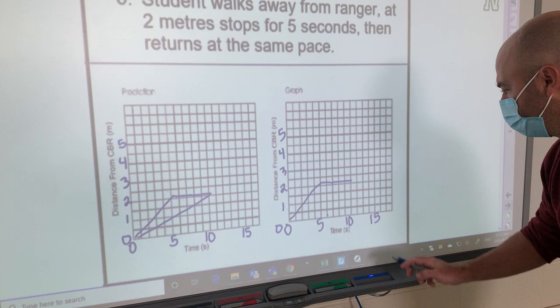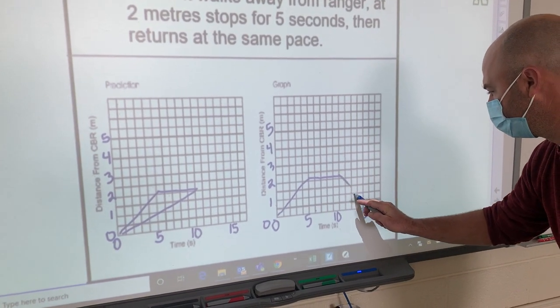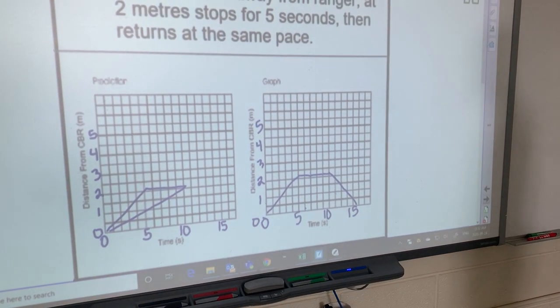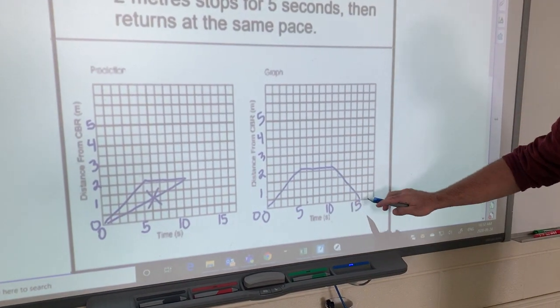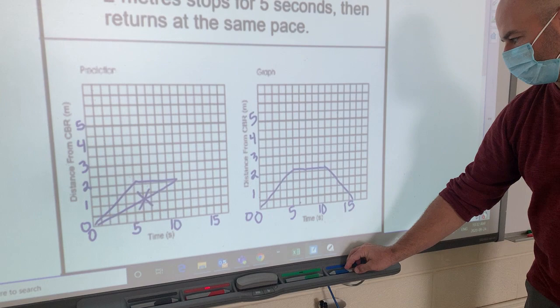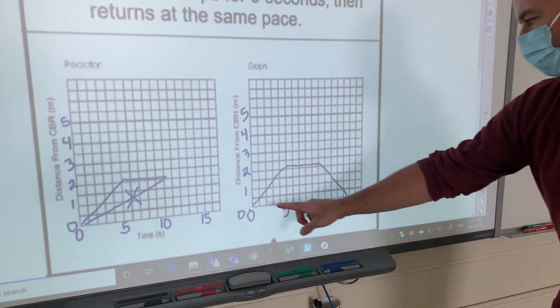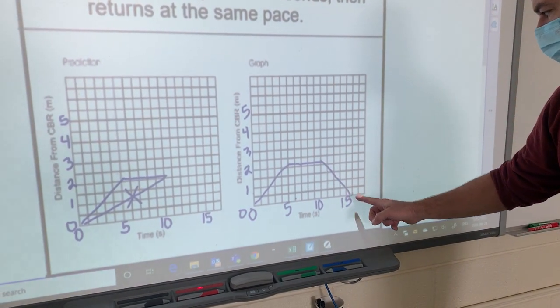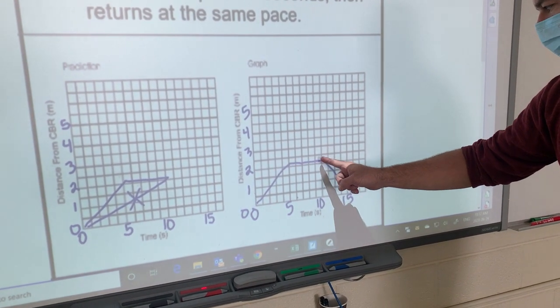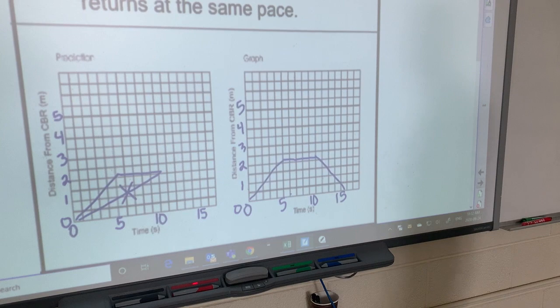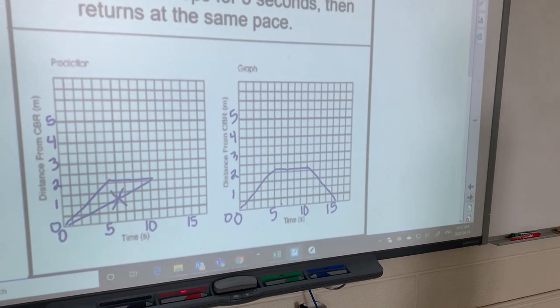He's counting the seconds from 5 to 10. That's a 5-second interval, and then walked back towards the CBR at the same pace. And you can see the steepness is about the same steepness as the first part of the graph, but the direction is different. The first part was walking away, up to the right, positive, and the last part was walking back towards in a negative direction because he's going towards the CBR.